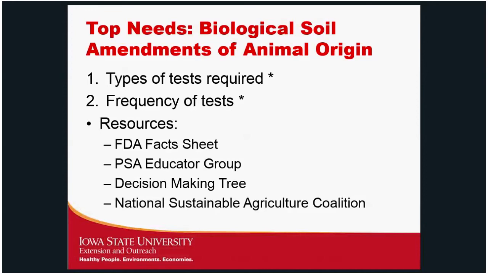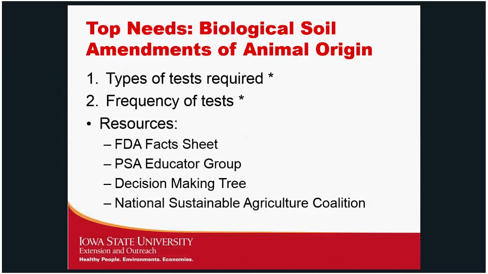So I was saying that this is a resource that Cornell has for water testing. The second biggest needs area for the group was related to biological soil amendments of animal origin. So what it means is, what is the difference between raw manure application and composting? What are the standards? How do I know if my composting methods are good enough for the rule?